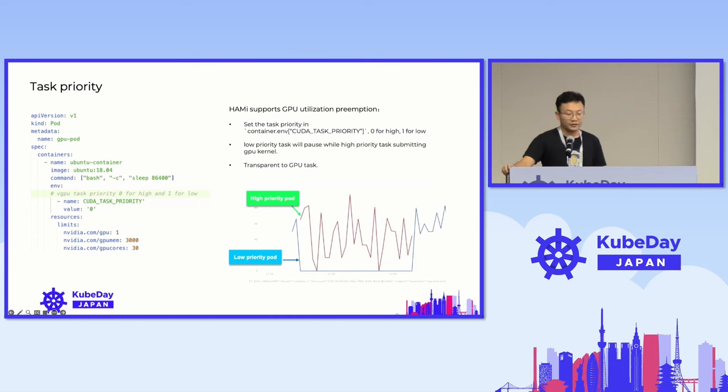HAMi also supports task priority. When a GPU is used by multiple tasks at the same time, the high priority task will have priority in using the GPU capabilities, and the GPU usage of the low priority task will be suspended, without crashing, until the high priority task is closed, and then the low priority task will be resumed and consume the GPU memory and the GPU cores. The start cost of an AI training application is relatively high. It requires loading data and warming up again, which takes a long time. Therefore, this feature is very practical. This is achieved through interception by HAMi-core.